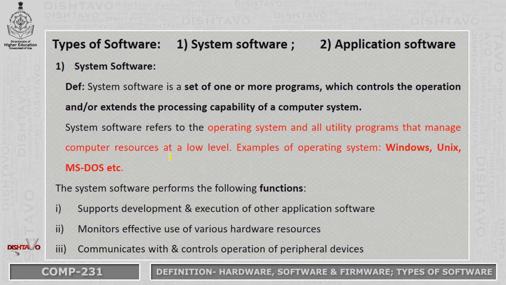What are the functions of system software? It supports the development and execution of other application software, so system software is very important. It monitors effective use of various hardware resources. Next, it communicates with and controls the operation of peripheral devices and other devices.